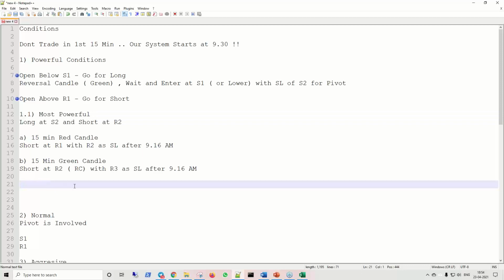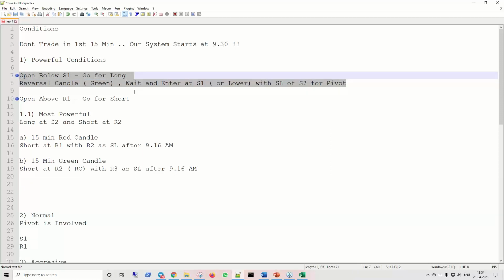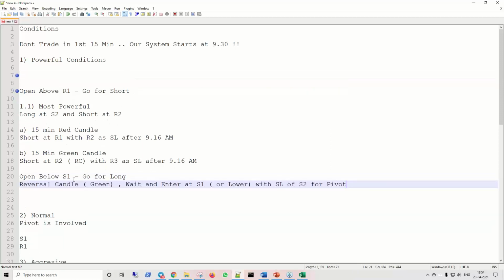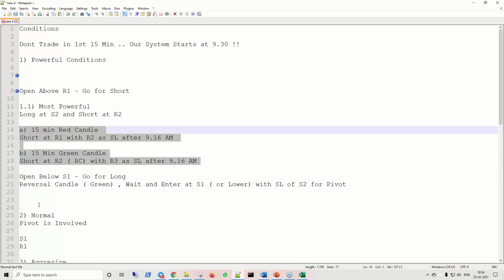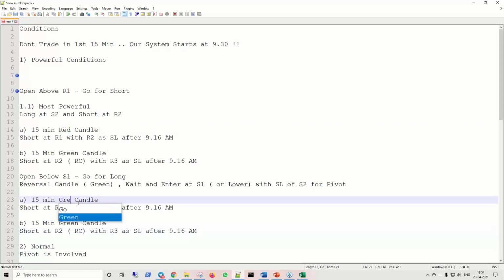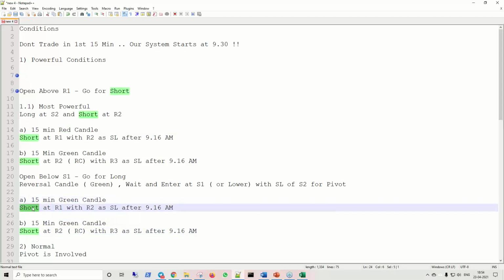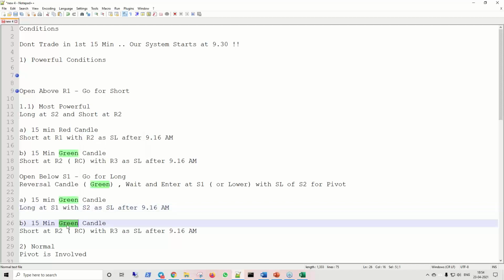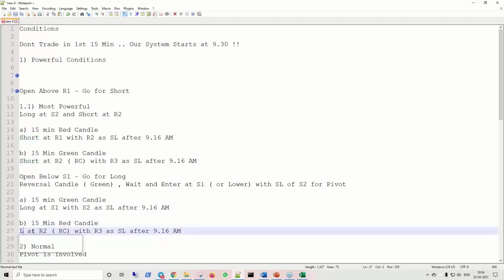Okay, so the same opposite condition for buy, if the open is below S1, we are going to go long. If in case first 15 minutes is a red candle, okay, let us start with green candle. If it's a green candle, we long at S1 with S2 as SL. If first 15 minutes is a red candle, we long at S2 again after reversal candle with S3 as SL.